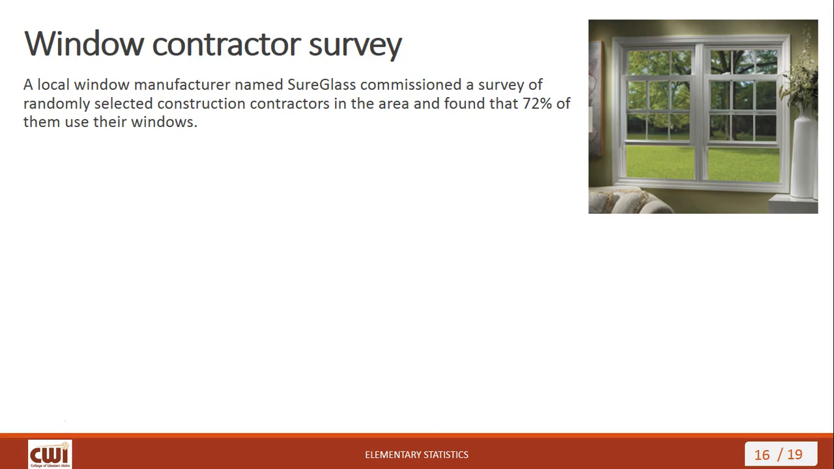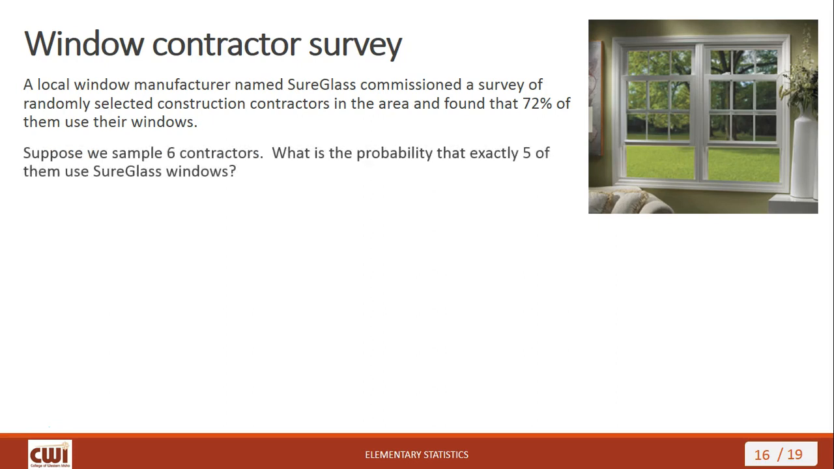Let's look at an example involving a survey of window contractors. So a local window manufacturer named Sureglass commissioned a survey of randomly selected construction contractors in the area and found that 72% of them use their windows. So 72% of construction contractors, when it comes to installing windows, they're going local. Now, suppose we sample 6 contractors from the area. What is the probability that exactly 5 of them use Sureglass windows?